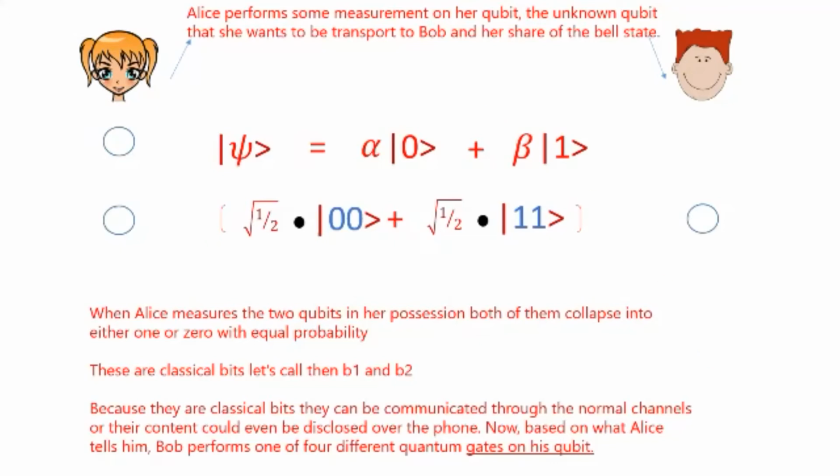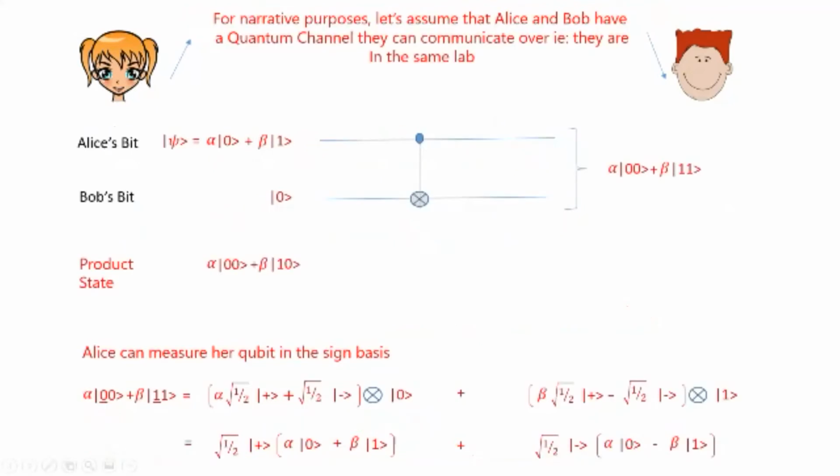Okay, let's see how that happens in here. Now, for narrative purposes, let's assume that they have a quantum channel between the 2. And so they can just create a Bell state by putting in a CNOT. So that's how easy that would be. And that's what happens all the time in laboratories throughout the world now. We have 2 qubits with a quantum channel, and we put a CNOT between the 2 of them, and they go into a Bell state, and then we can separate them.